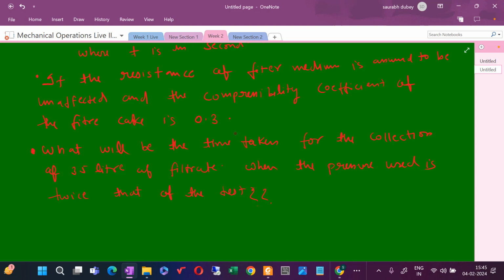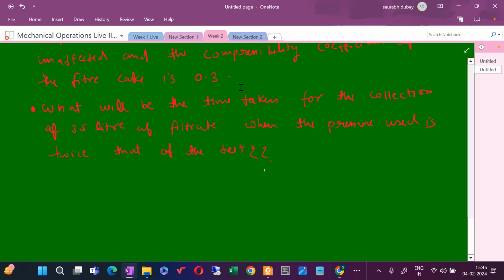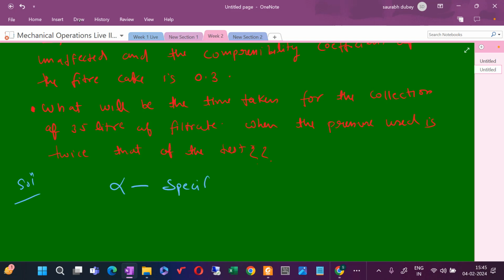usually what happens, the value of the specific cake resistance alpha is a function of delta p and s, which is the compressibility exponent of the cake, sometimes we call it the compressibility coefficient. So if I write it like this, alpha is the specific cake resistance.